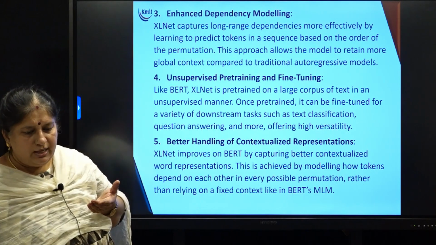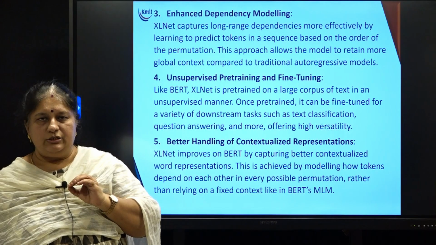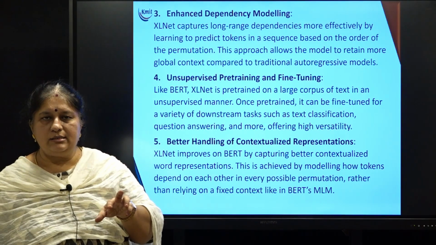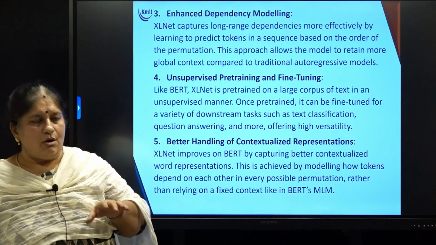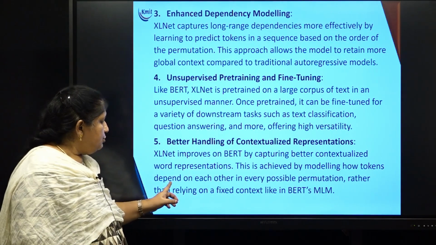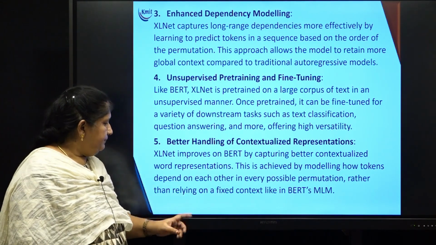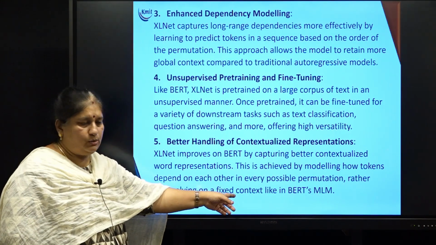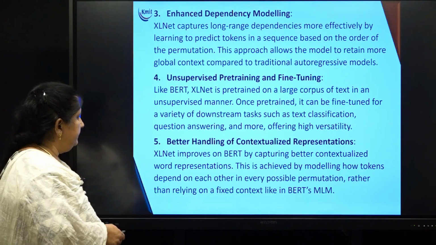What are contextualized word representations? When we are trying to generate various permutations, you can definitely understand how each word is fitting into the context and which sequence of words can be relevant to the context, right? This is achieved by modeling how tokens depend on each other in every possible permutation. Otherwise, in BERT, what it is doing is going for a fixed context vector using the MLM, masked language model.